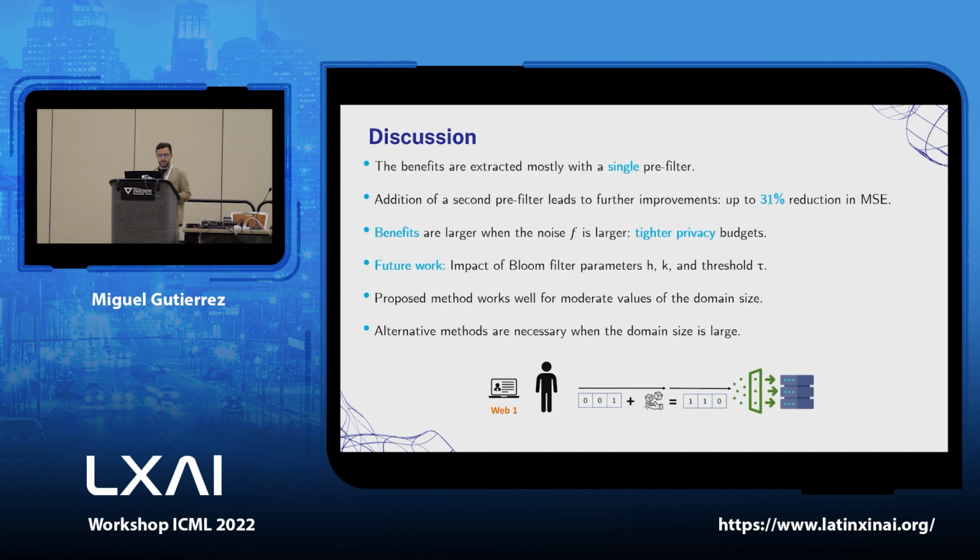So just a discussion: the benefits come mostly from a single pre-filter. When we add a second pre-filter, it leads to further improvements, up to a 30% reduction in the mean square error, and benefits are larger when the noise f is larger. This means we have higher privacy budgets. For further work, we have to see the impact of different parameters: the number of hash functions, the size of the vectors, and how much noise I will add to the pre-filter training. But this method works very well only with moderate values of domain size. Alternative methods may be necessary when the domain size is large.